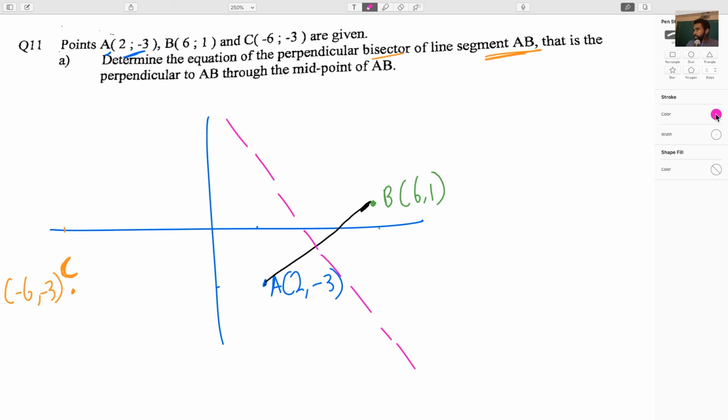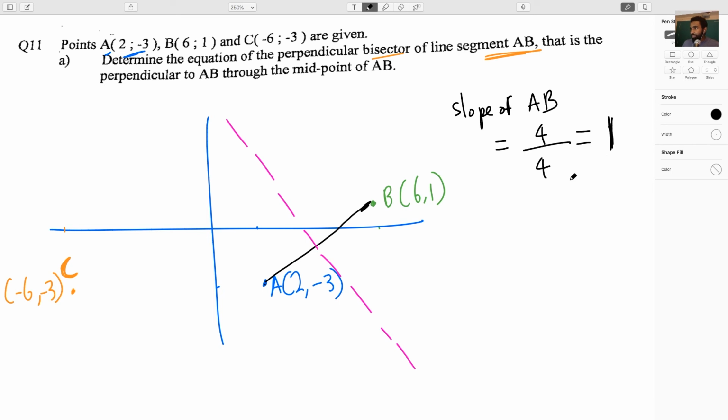So our first thing is to find the slope of AB. You agree? This point here, we want to find its slope. So its slope is going to be rise over run. So the y's 1 and then minus 3, that will be 4, over the run 6 minus 2, which is 4. So our slope here is 1, right?